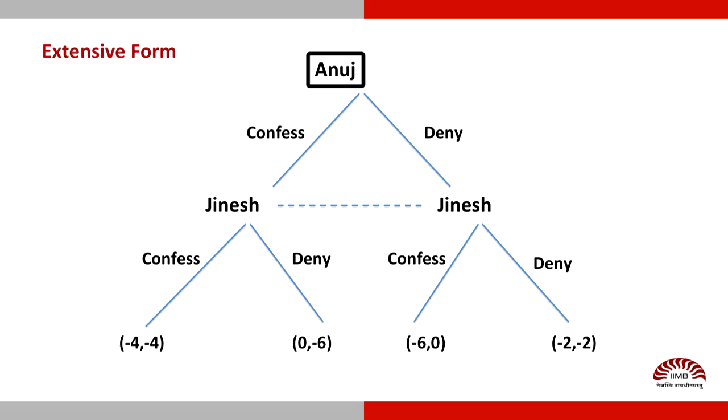You can reach the same conclusion by the extensive form as well. Suppose Anuj confesses. What should Jinesh do? Well, you can see that his payoff of -4 is better than the payoff of -6, and therefore he should confess. What should Jinesh do if Anuj denies? Then you can see his payoff of 0 is better than his payoff of -2, so again he should confess. So consequently, Jinesh should always confess, and similarly Anuj should also confess, and the end result would be that they would get 4 years in jail each.